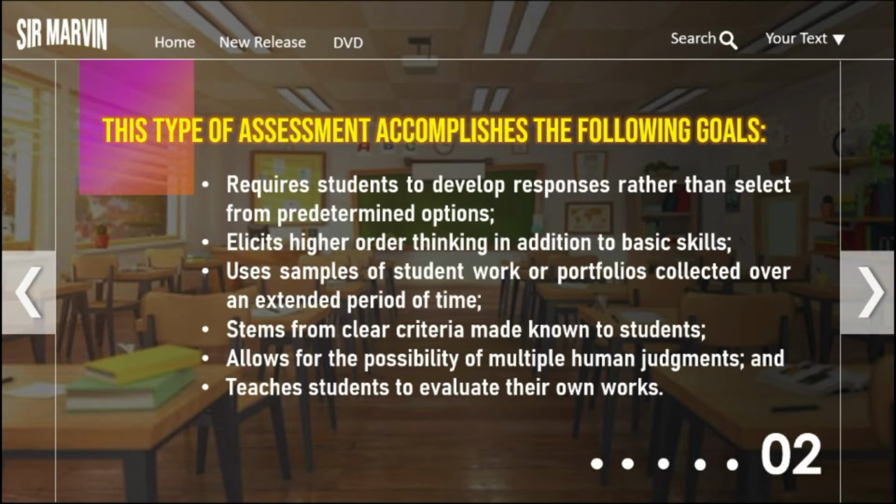Okay, next one, it allows for the possibility of multiple human judgment. So dito na papasok yung peer assessment na hindi lang naman si teacher ang pwedeng mag-assess sa performance at sa output ni student. Pwedeng yung mga classmate ni student, pwedeng yung ibang tao, peer assessment. Okay, and the next one, teaches students to evaluate their own work. So ito naman yung tinatawag nating self-assessment wherein students na mismo i-evaluate nila yung sarili nilang output or sarili nilang performance.